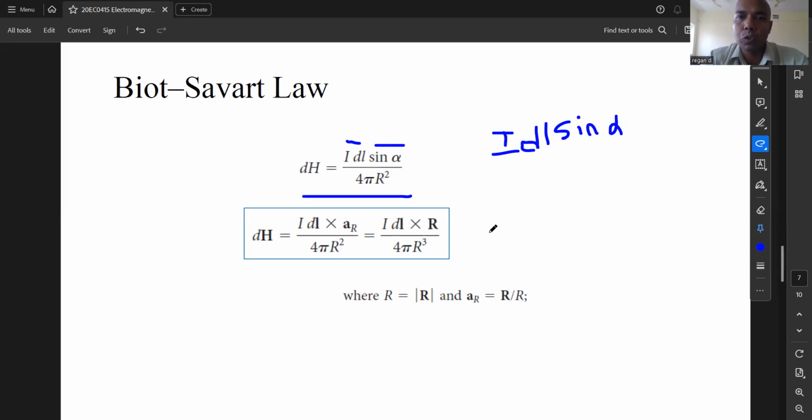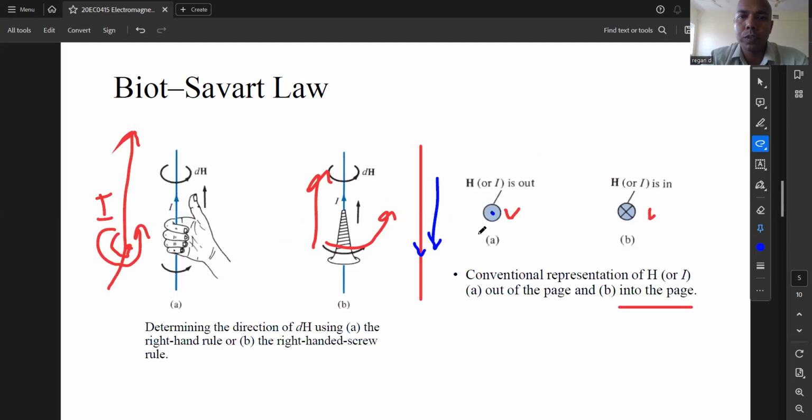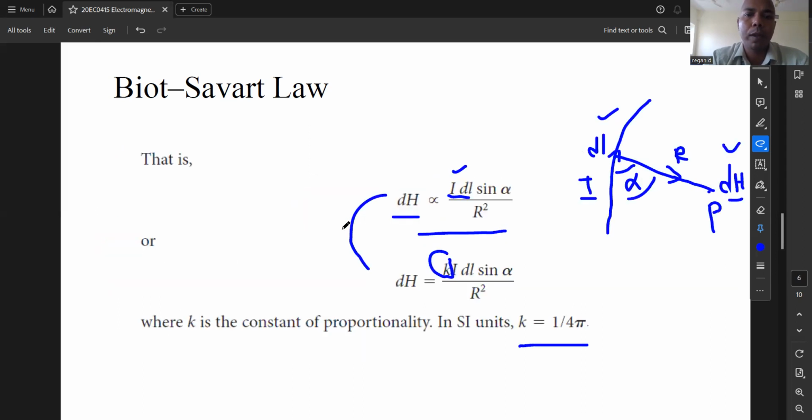In the previous slide I showed you the screw directions. See that? If you move the screw, it will go in the upward direction. If you turn it in this direction, the rotational screw makes the direction in this way. So here we apply a cross product.